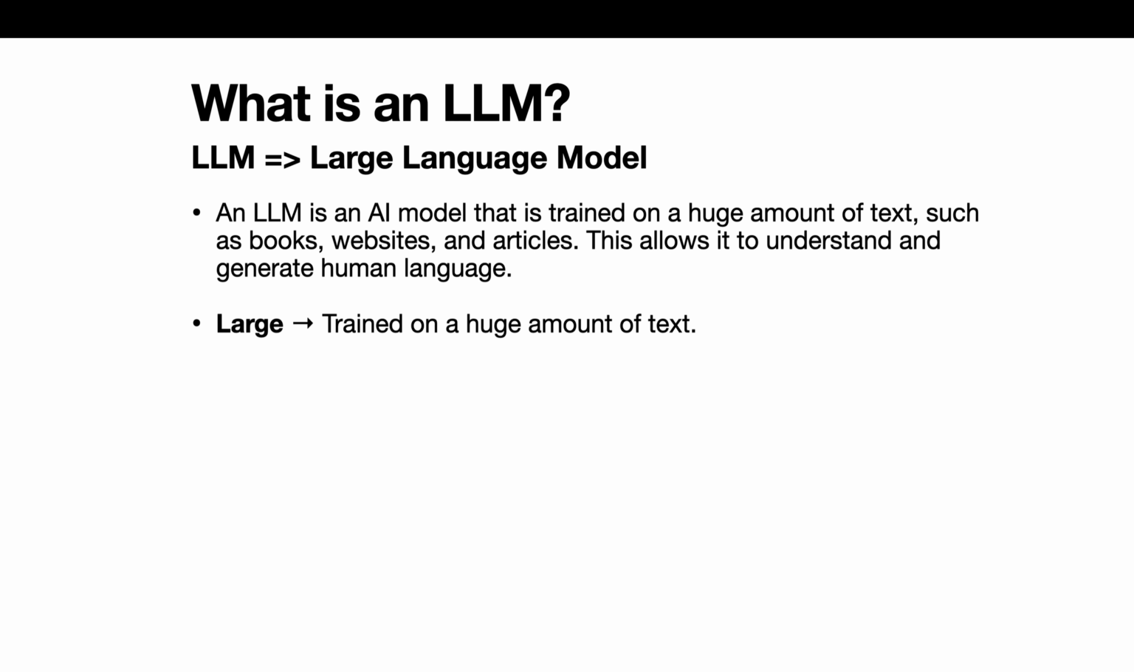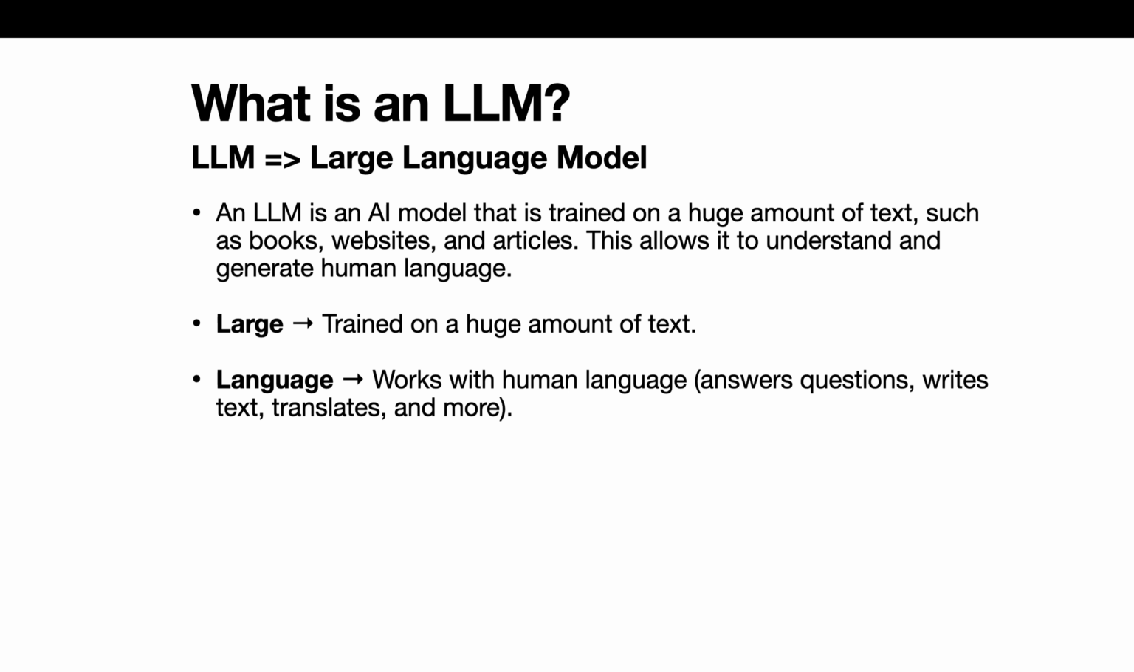Large refers to being trained on a huge amount of text. So you can find ChatGPT acting like a lawyer, a teacher, a programmer, a doctor, even an engineer because it is trained on a huge amount of text. So it knows a lot of things.